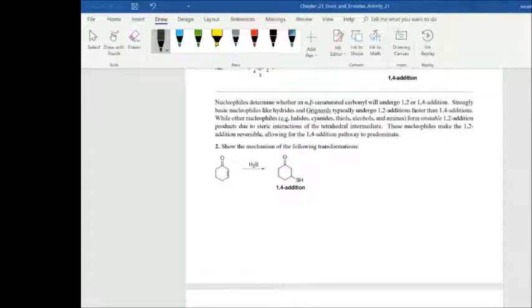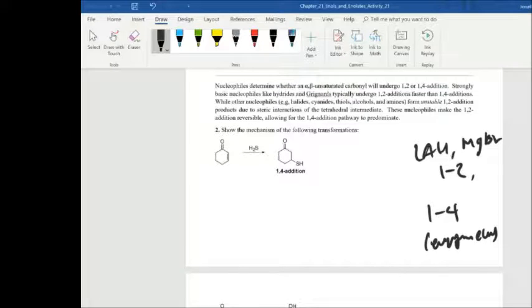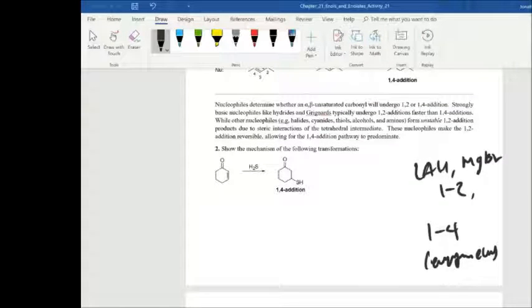Now it's asking us to show the mechanism of the following transformations, but before that, let's read this right here. It says basic nucleophiles like hydrides, so let's say LAH, or Grignard sources, any sort of MgBr, typically undergo 1,2 addition, and basically everything else, so that's your halides, your cyanides, your thiols, your alcohols, your amines, they all do 1,4. Okay, so let's just go through this real quick. The mechanism is relatively straightforward since it's the thiol, and thiols are 1,4.